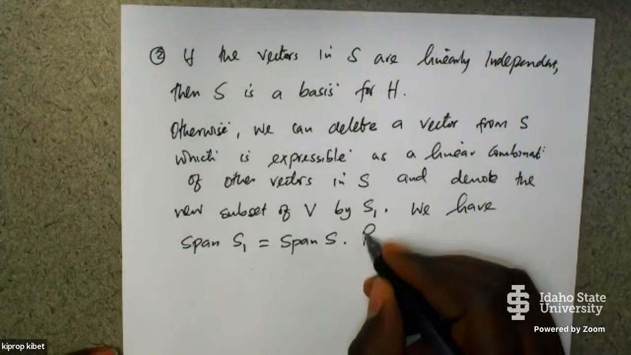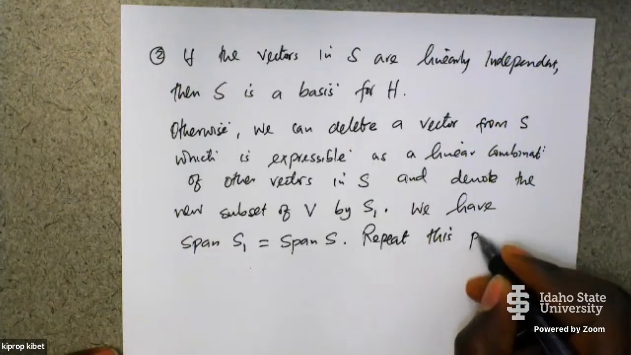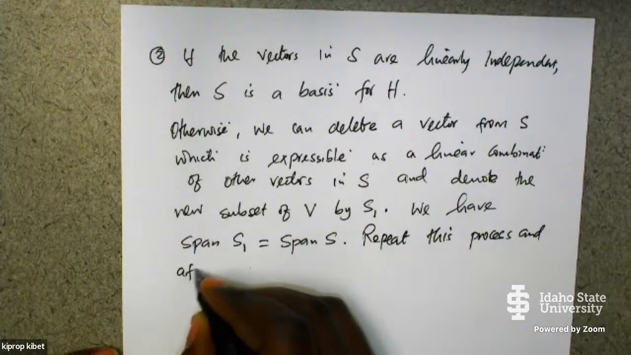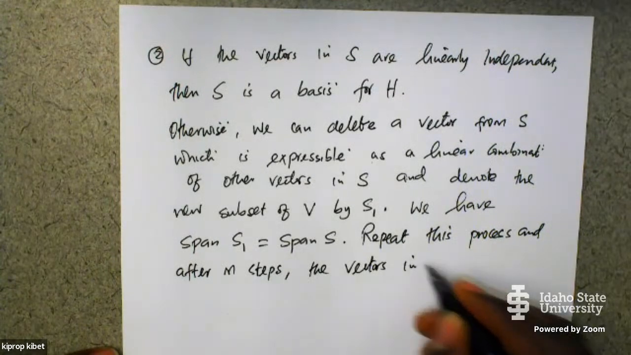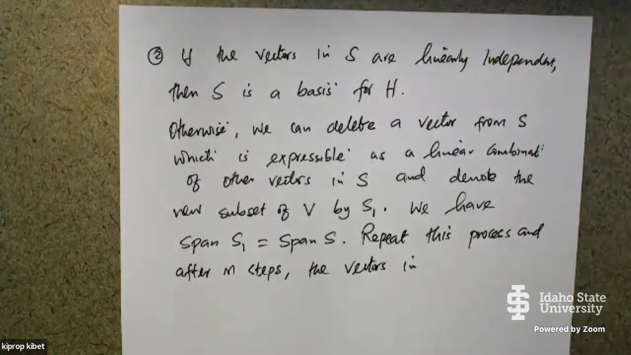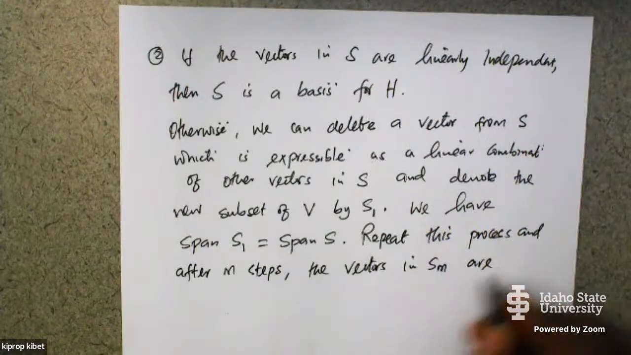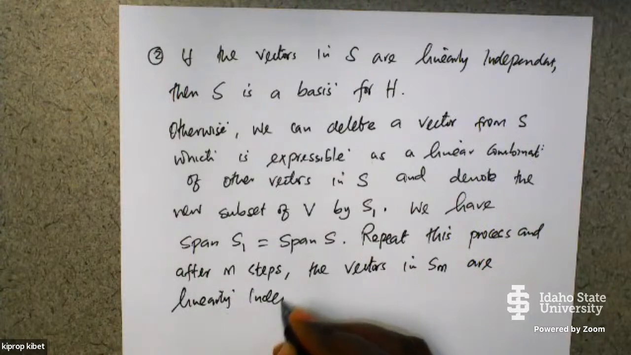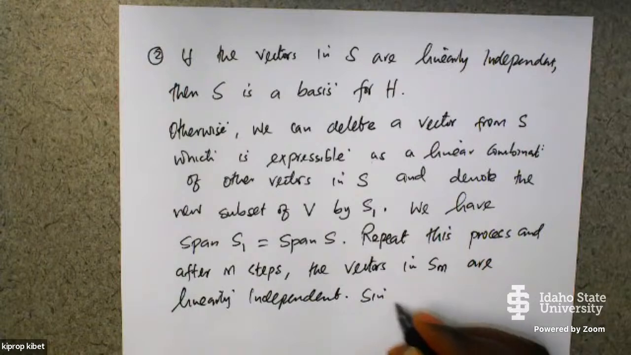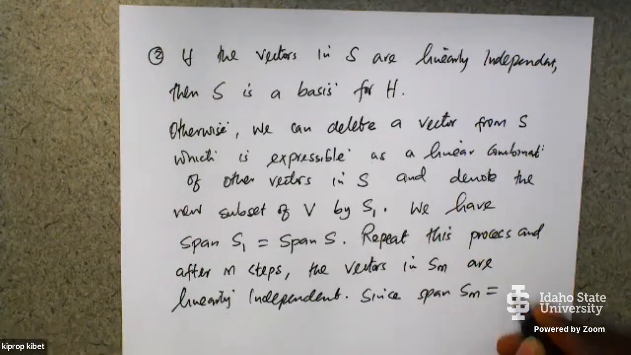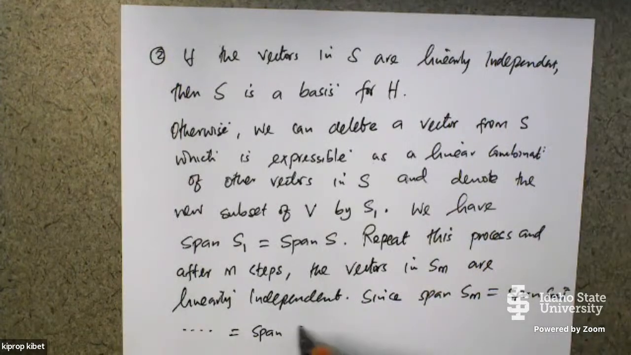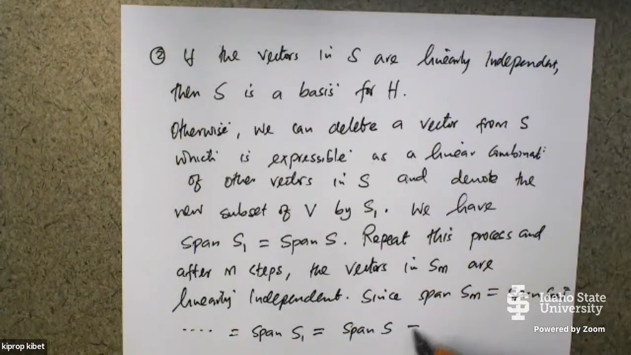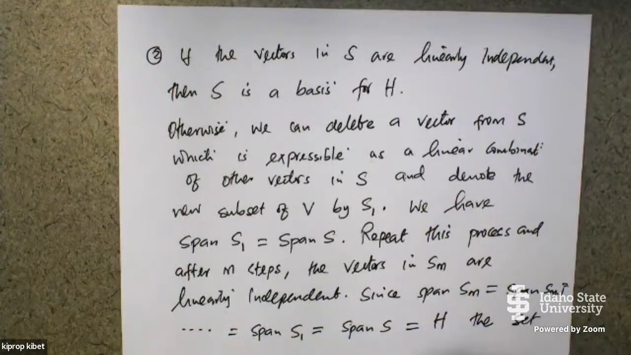So if we repeat this process, after M steps, the vectors in SM are linearly independent, since the span of SM equals the span of SM minus 1, equals the span of S1, equals the span of S, equals H. The set SM is a basis for H.